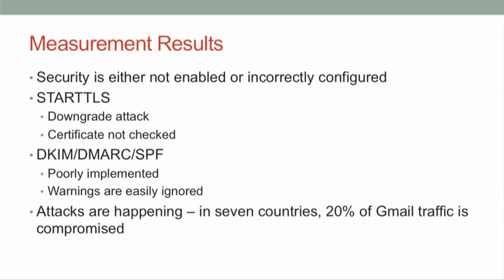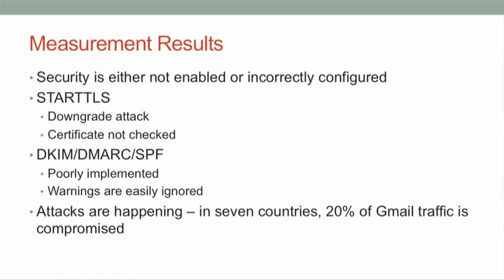STARTTLS is the protocol to get TLS running on our connections, but it's vulnerable to an active attack. It's a best effort. Systems may try to send with TLS, but if the server doesn't respond, the mail must go through, so they'll just go ahead and send it in plain text. So an attacker can interfere and force you to send it in plain text. And they found instances where systems aren't even validating the certificate that's being presented, so you can do impersonation attacks. DKIM is poorly implemented.